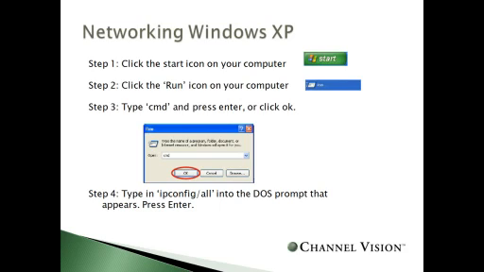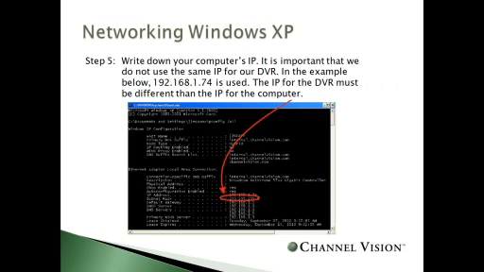So to begin, you're going to want to start by running your command prompt and typing in ipconfig. That will take you to a DOS prompt that looks something like this, and from this screen, you're going to have to jot down some information. First thing, do make note of your IP address. The IP address will be different for your DVR than from your computer.